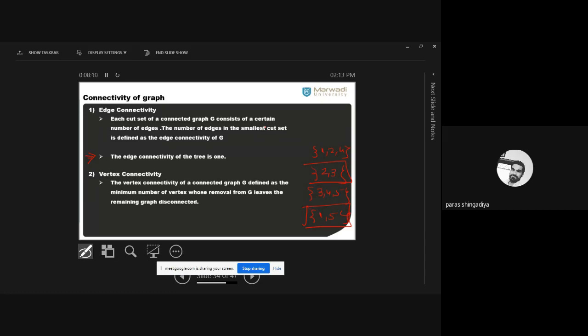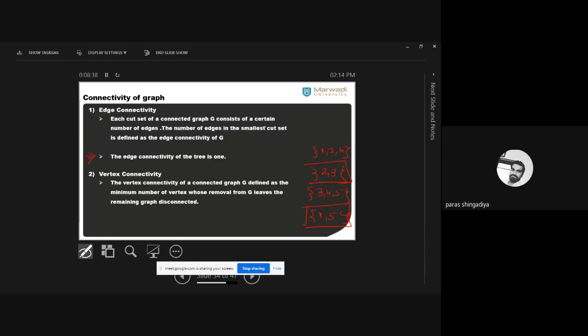ठीक है, if by using a single vertex we can make the graph disconnected, then vertex connectivity will be 1. If by deletion of two vertices you make the graph disconnected, then vertex connectivity will be 2. ठीक है, you have to delete the vertex from the graph, which makes the graph disconnected. You have to observe that the graph should be in two partitions after deletion of this vertex. If it is in two partitions, then that is called the vertex connectivity.